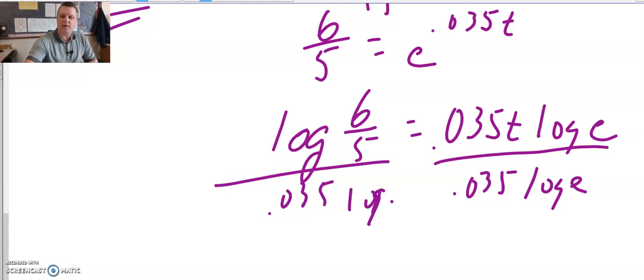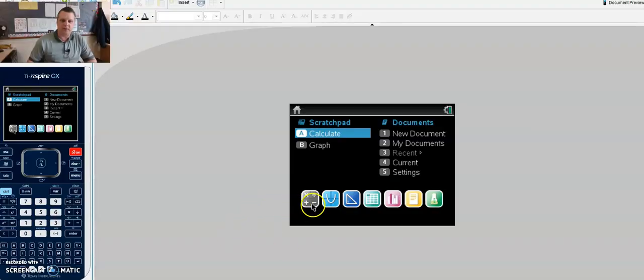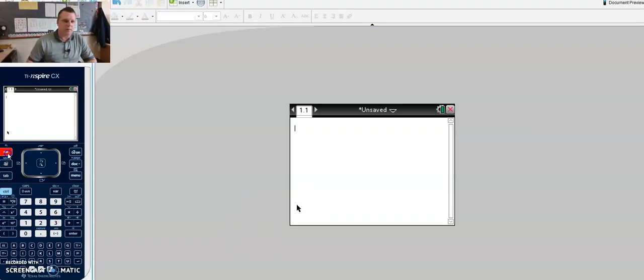0.035 log e. Okay? So we're going to go to the calculator. And this is where it gets a little tricky. Be very careful. Control, okay, with your division. So here's your log. And we don't want the base because the base is just your base 10. Control, and that was 6/5 I had.